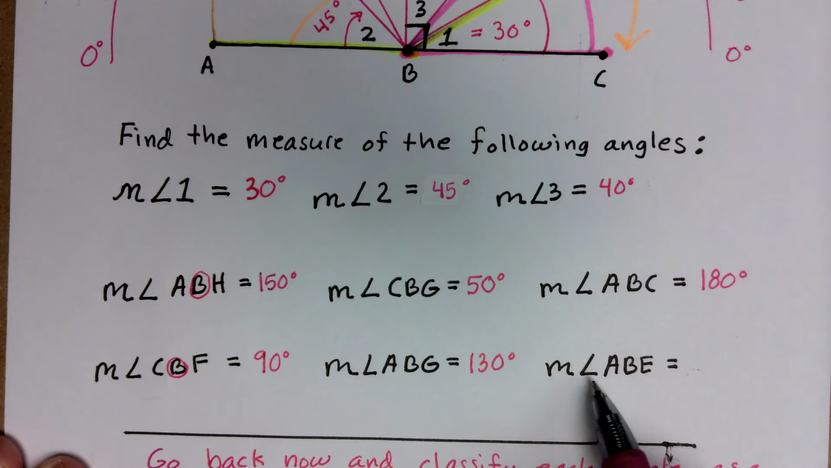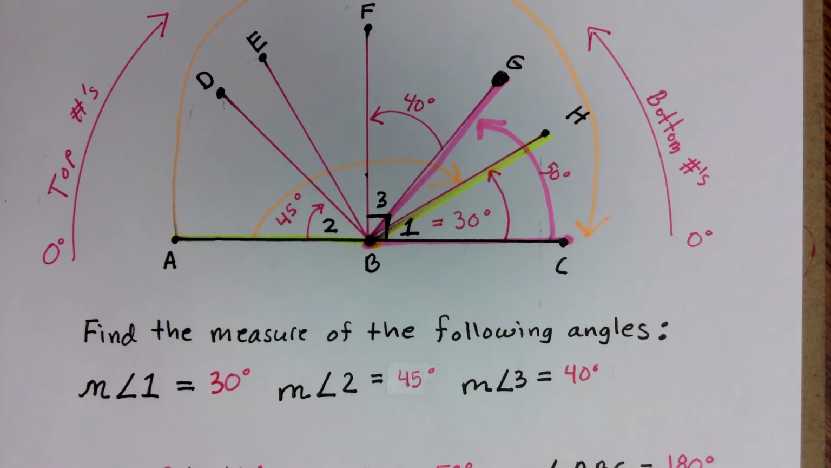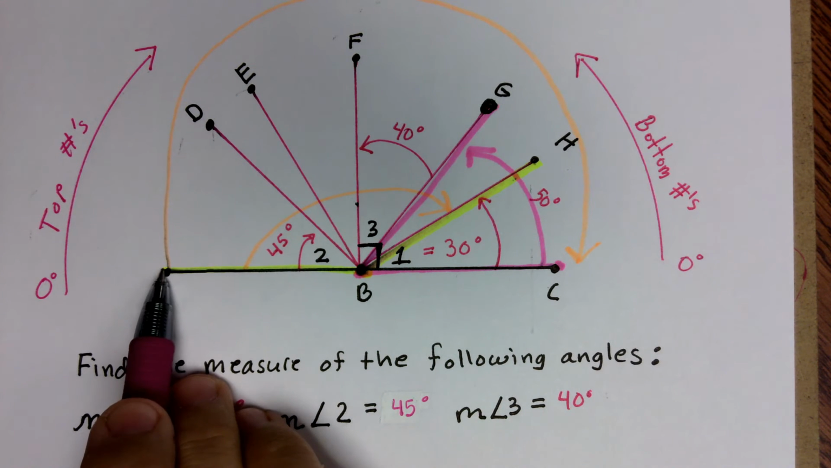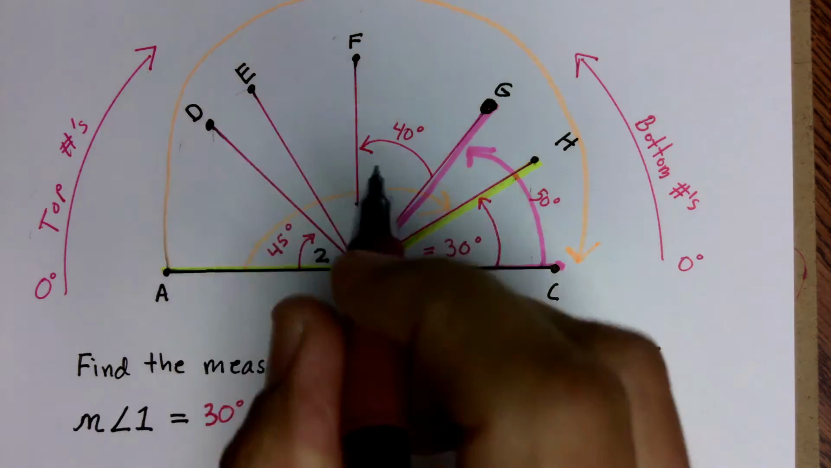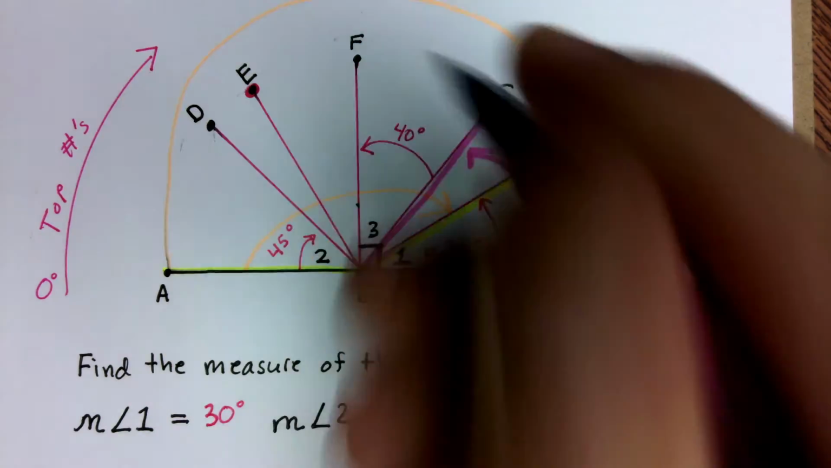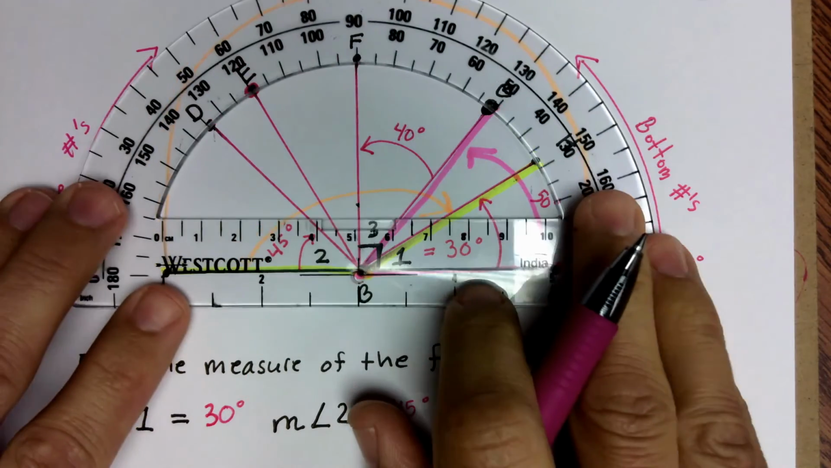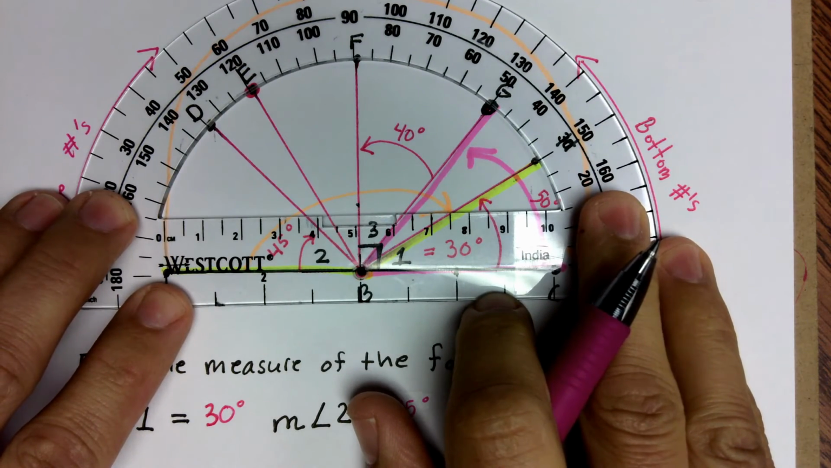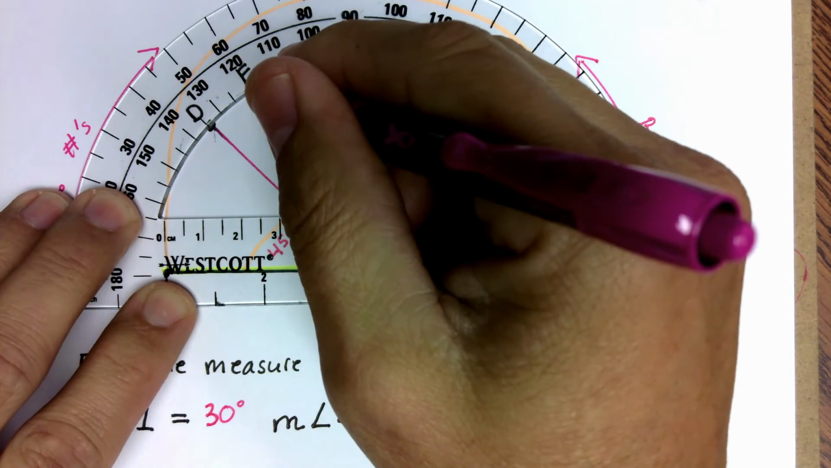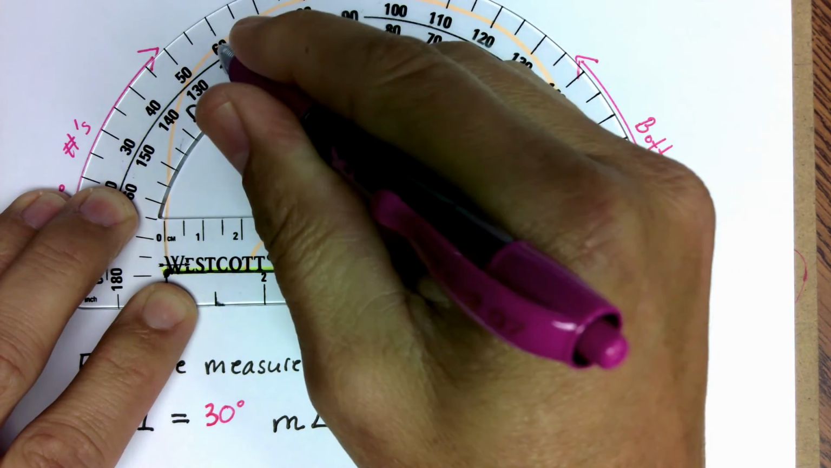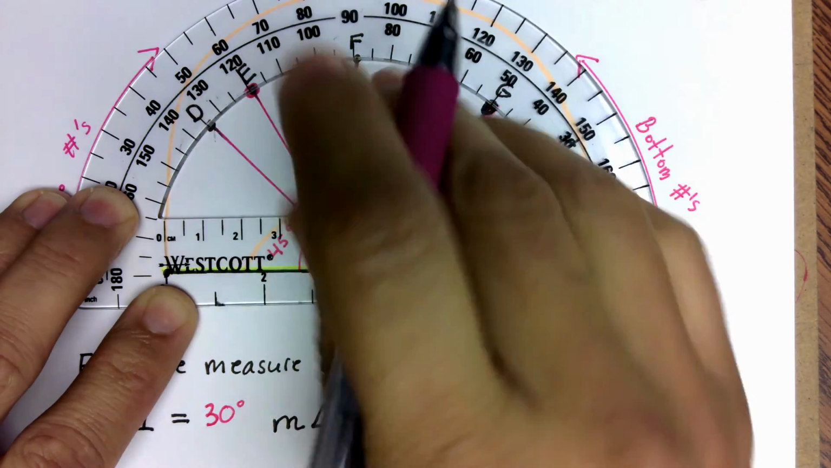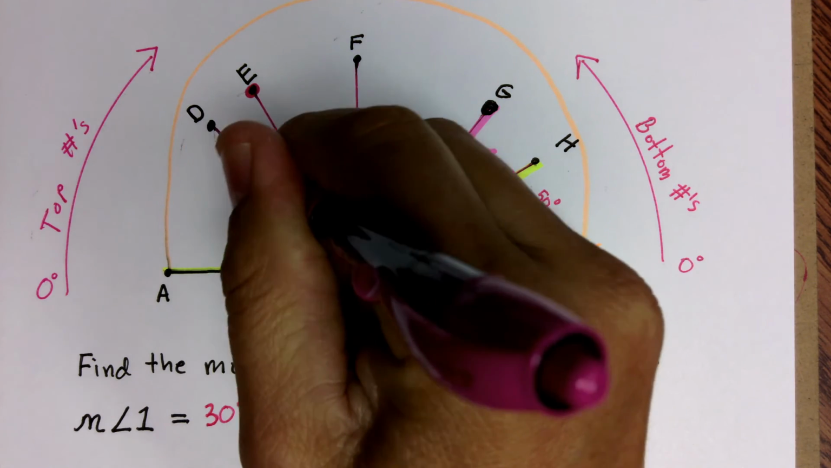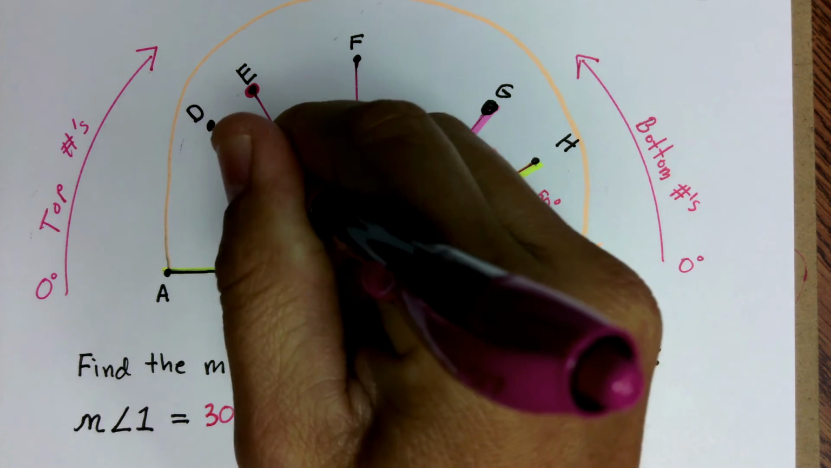Now I'm going to find the measure of angle ABE. So that's our last one. I'm going to go from A to B and then up here to E. So I'm just going to make that a little bit larger, easy to spot. Put my protractor on it. And E looks like it lines up with 60. So from A to B to E, that angle is 60 degrees. In other words, from here all the way to here is 60 degrees.